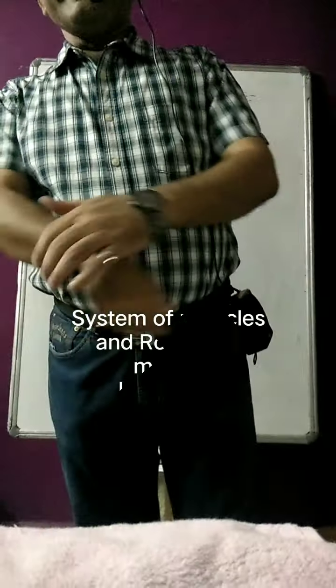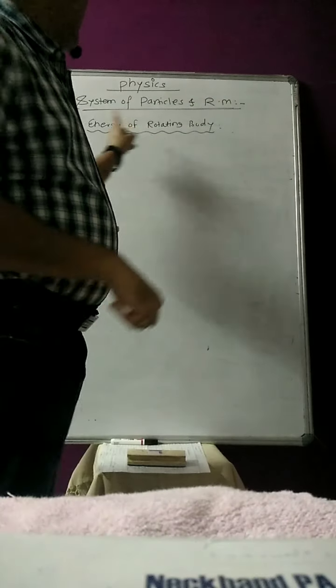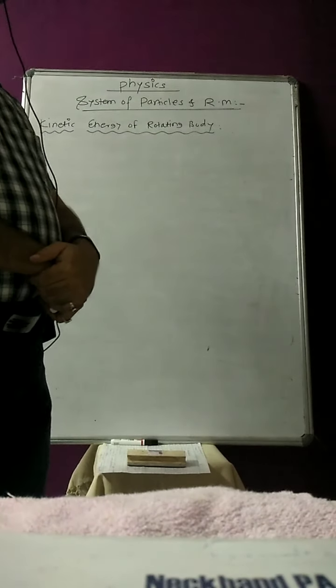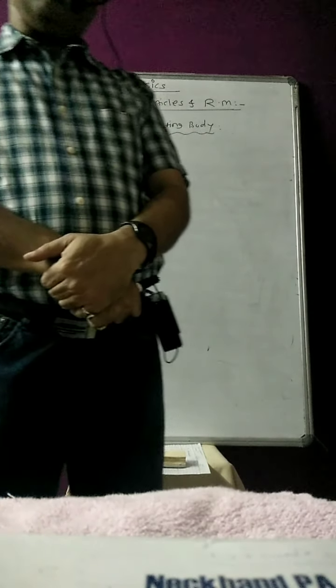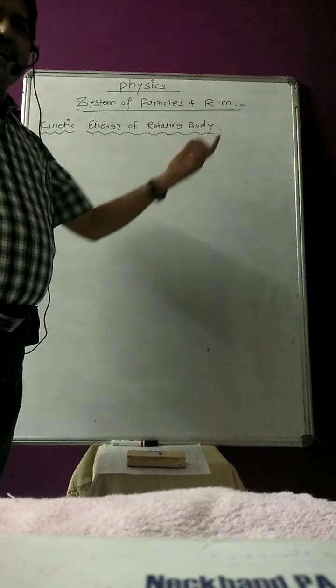Good morning, students. We can continue our topic of physics, that is system of particles and rotational motion. Yesterday we learned the moment of inertia and radius of gyration. So today we can study about the kinetic energy of a rotating body.